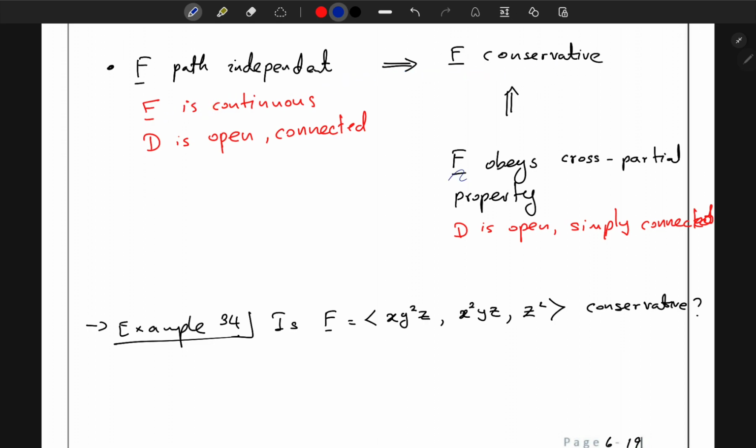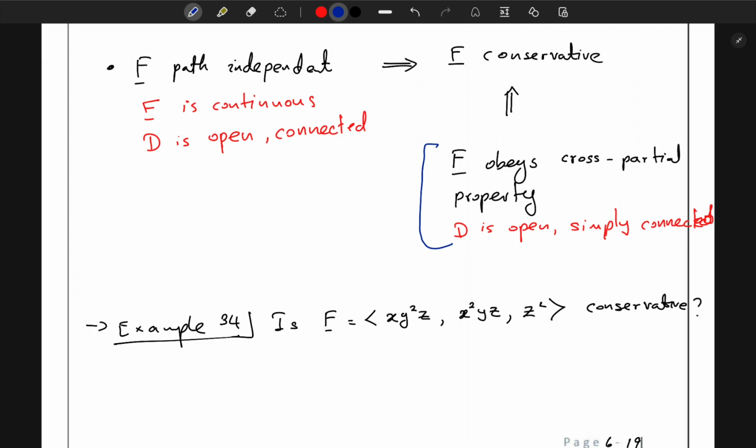The second way is if the vector field obeys the cross partial property and the domain is open and simply connected, then f is conservative. Now the most useful is the second one, because it's easier to show the cross partial property than showing the path independence. Okay, so we will be using this to show a field is conservative.